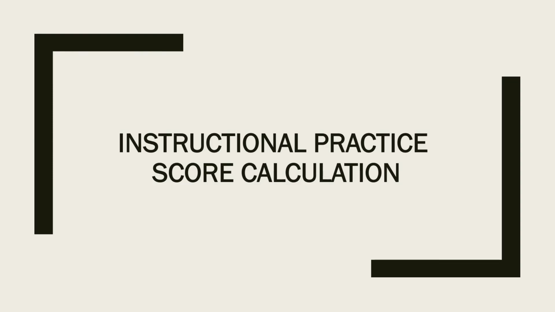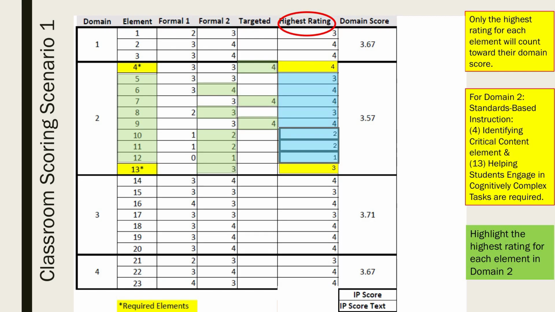Since we are no longer using the conjunctive scoring method, let's walk through an example of how the instructional practice score will be calculated once observation data has been entered. On this spreadsheet example, you can see the first column is the domains, the second column are the elements listed by number, the third and fourth columns represent data collected during the first and second formal. The fifth column represents data collected during a targeted observation.